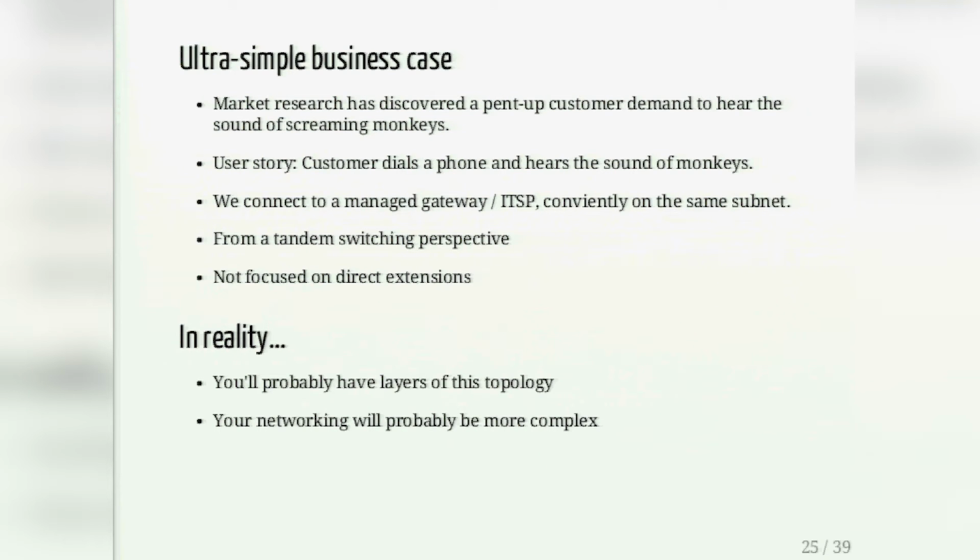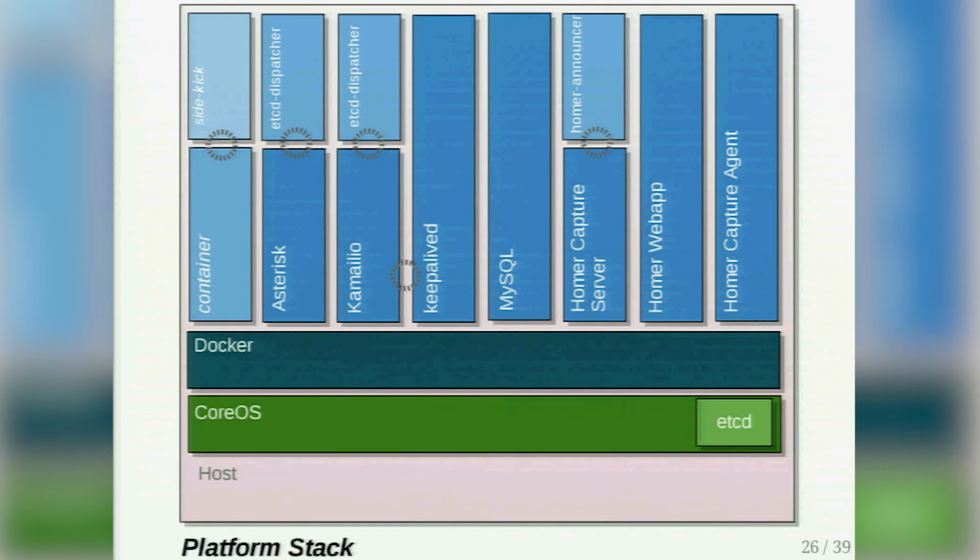This is what our stack looks like in general. We start with our host, and on that host we run CoreOS, which comes packaged with etcd. And then we're going to run Docker on that host, and then we're going to run our containers in Docker. Without getting into the detail of all of these pieces, these are the different processes that we're going to run. They're going to run in Docker, and some of them are going to be packaged with sidekicks that are used for service discovery. I'll talk about that too in a little bit.